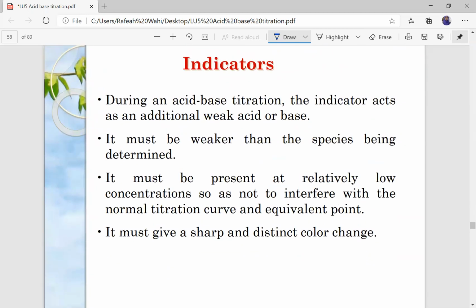So during an acid-base titration, the indicator acts as an additional weak acid or base. So you have to be careful when you want to use indicators for your titration, especially when you are dealing with titration between weak acid or weak base.